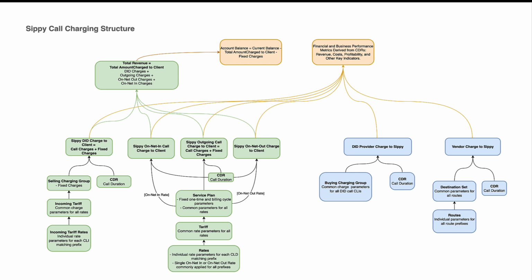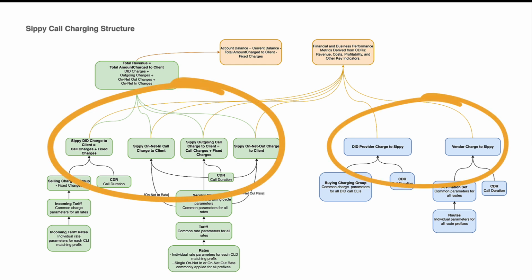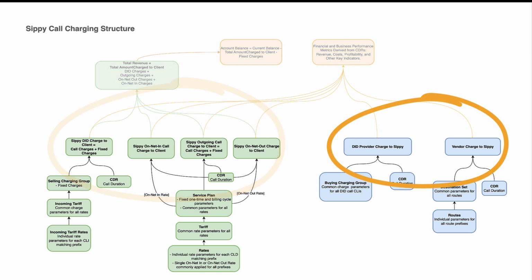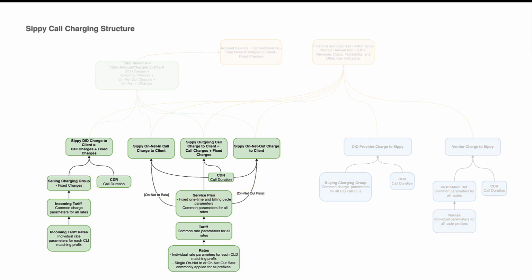As shown in the diagram, charges can be grouped into two perspectives: revenues and costs. Let's begin with the structures of four types of revenue charges. The first revenue charge is what Sippy bills its clients for processing incoming DID calls from DID providers or on-net DID calls originated from registered entities such as user agents.